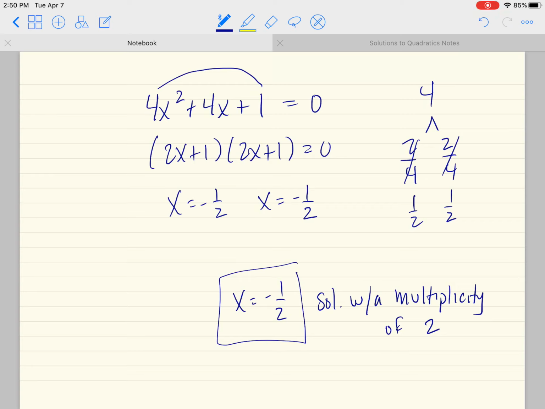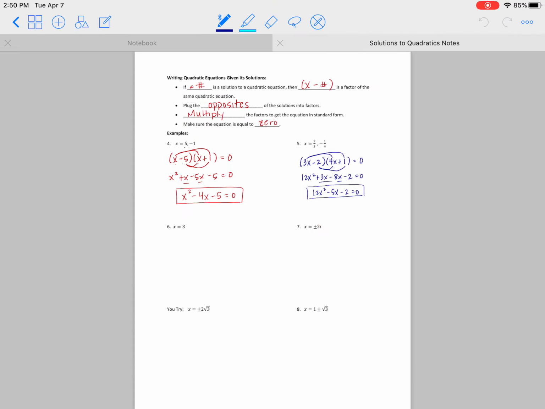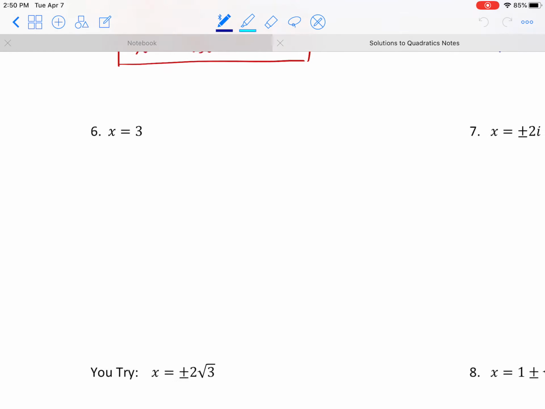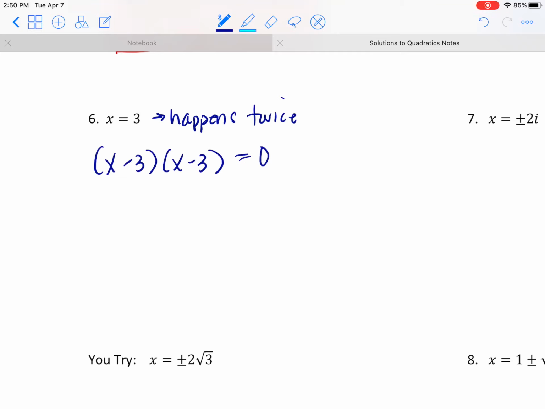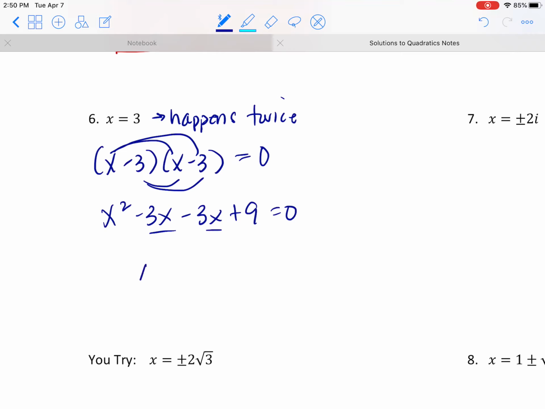I'm not so concerned that you know that just yet. We're going to talk about multiplicities and that vocabulary in a later unit, but if your quadratic equation has one solution, it's because the one solution happens twice. Okay, so it's the same solution twice. We just don't see it happening twice. So here in number 6, x equals 3 is our same solution twice. This happens twice. So it means that x minus 3 is a factor of the equation 2 times.